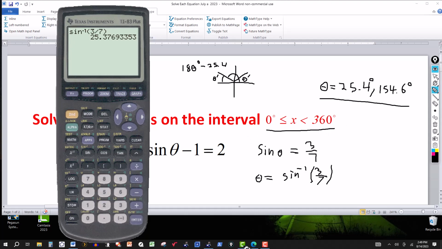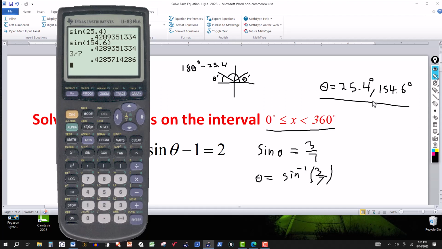So let's just do a quick check here. Let's look at the sine of 25.4 and then the sine of 154.6. We get the same value. Now if you look at the original equation, sine theta is equal to 3 over 7. Let's see if it checks with that. It's going to be a little bit off because of the rounding off. But let's see, 3 divided by 7. It's pretty close, 0.4285. Again, because of the rounding off, I could round off these answers to more decimal points and be a little bit more accurate. And they do fall in the interval.